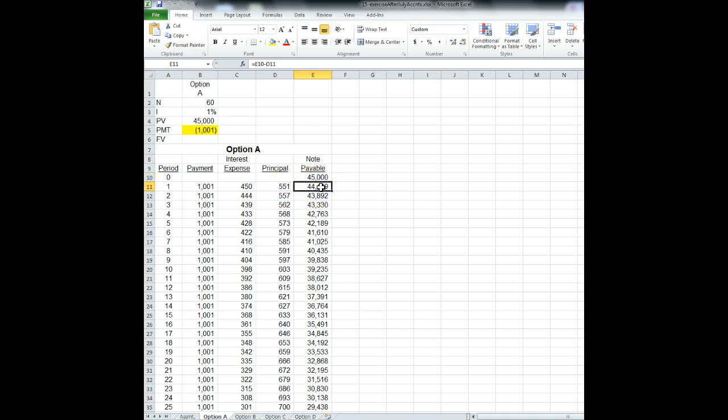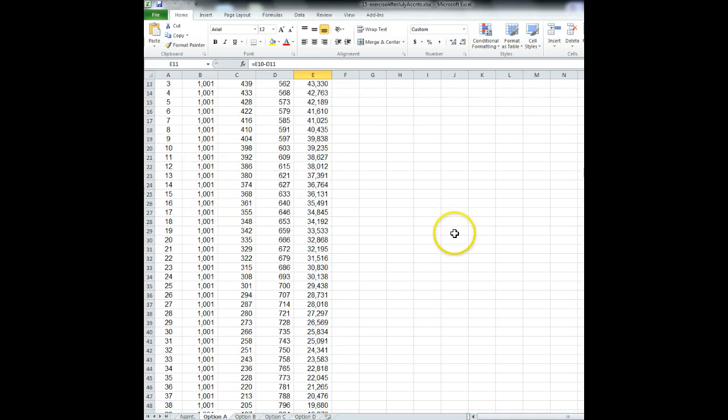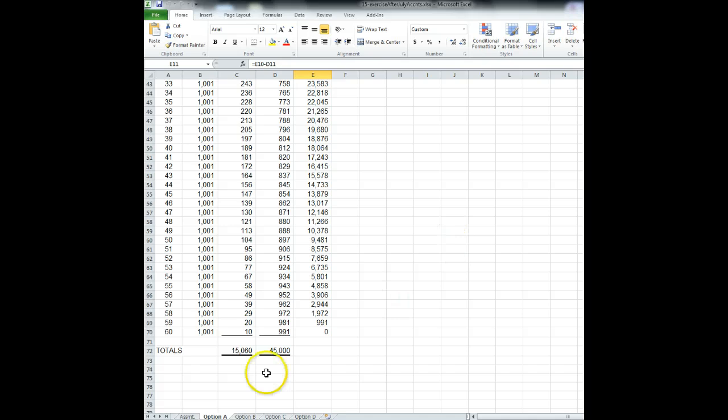And so if we started with $45,000 of principal, we subtract $551 to get the ending. And once you actually have those formulas in there, you can just copy all the way down. You can add up your interest expense versus your principal payment. I didn't total this here, but of the total payments, this is for interest, that is for principal. So pretty expensive, isn't it? $15,000 out of $45,000 for interest.